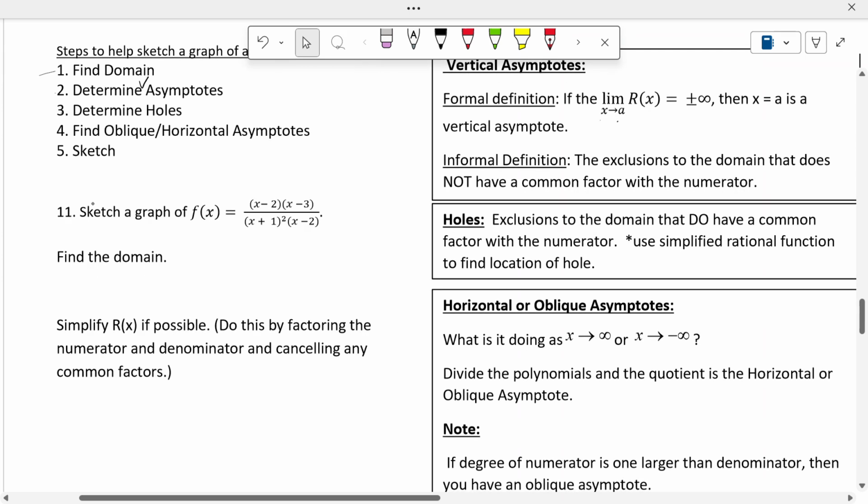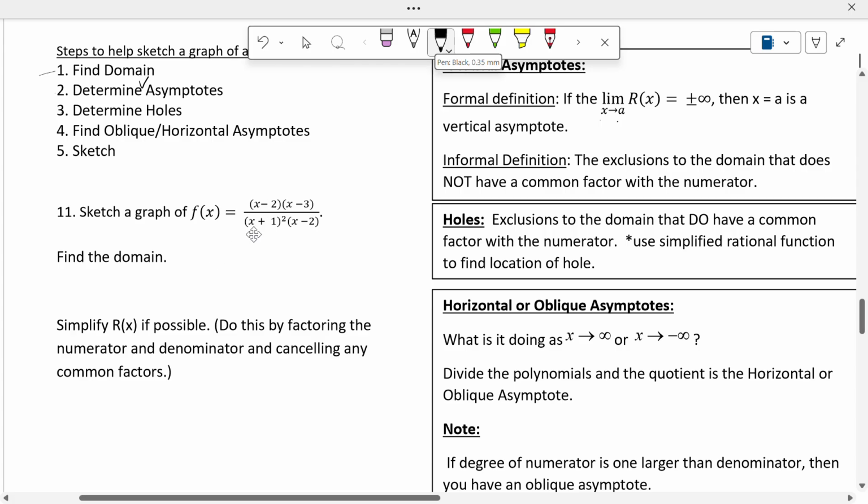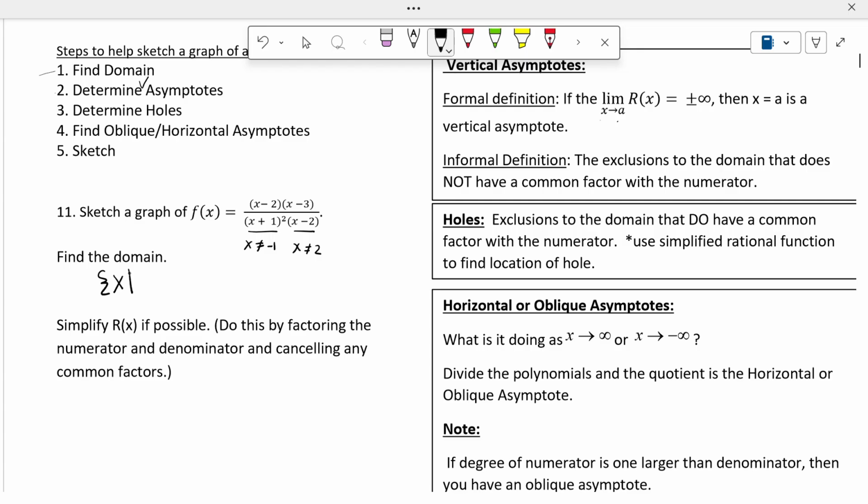I'm not allowed to have zeros in the denominator, so I can see just looking at this denominator, this can't be 0 and this can't be 0. So this means that x cannot be -1 and x cannot be 2. So the domain is the set of x values such that x is not -1 or 2.